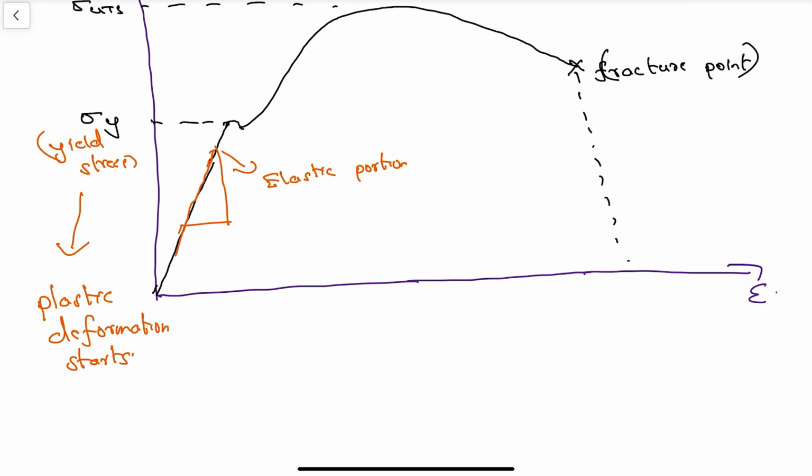Okay, and this delta sigma by delta epsilon is the Young's modulus, which is given by E. So this is applicable only for the elastic portion. Young's modulus is defined as delta sigma by delta epsilon.